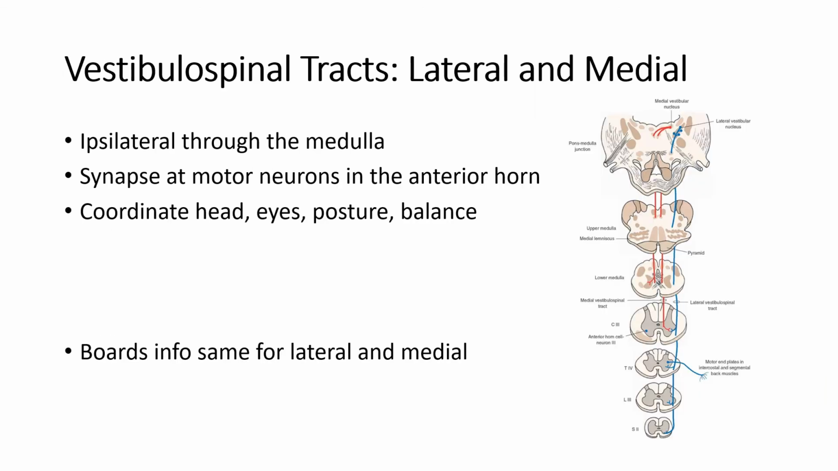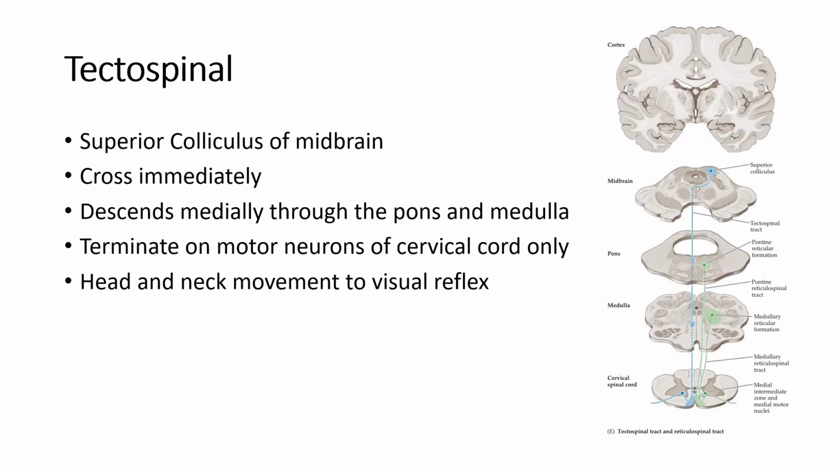Vestibulospinal tract, so there's a lateral and a medial. If you note at the bottom there, boards info, the same for lateral and medial. So we're just going to memorize that it's ipsilateral, or same side, through the medulla. Synapse is at the motor neurons in the anterior horn. And this is coordinating our head, eyes, posture, and balance. So as we're moving, walking, standing, looking around, our eyes and our balance are being coordinated this way so we don't fall over when we turn our heads, right?